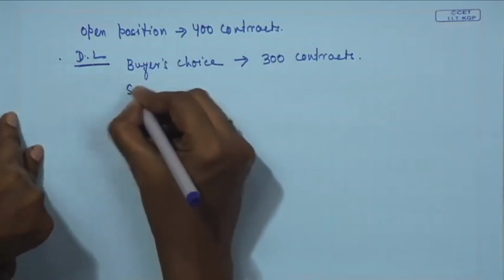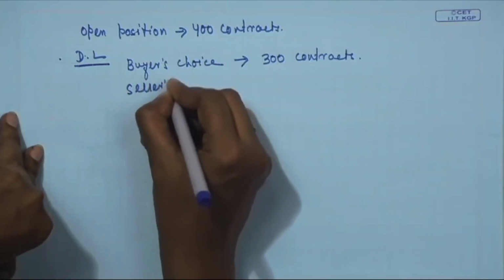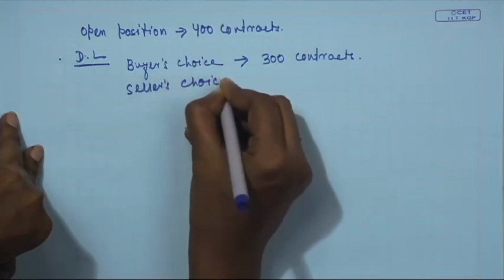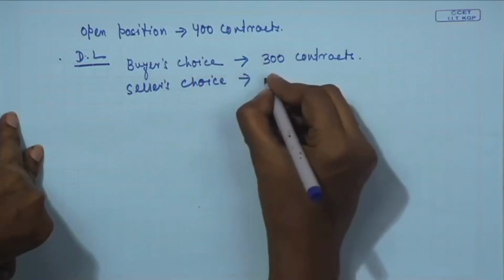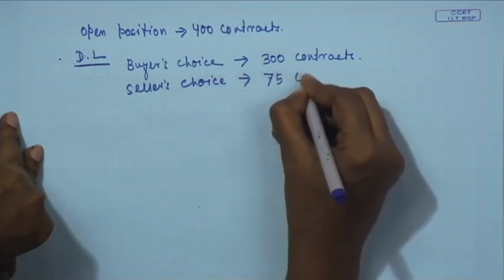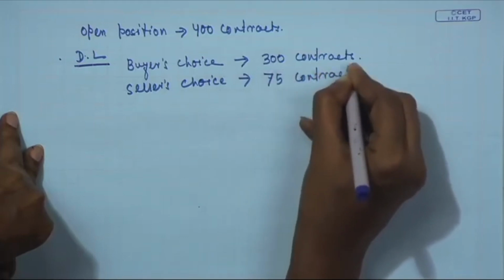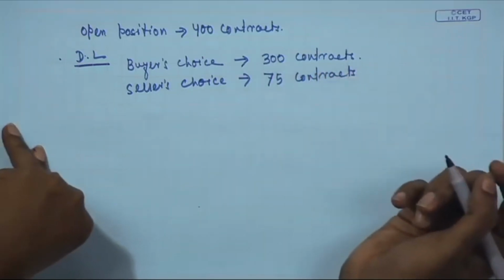If the delivery logic is seller's choice, suppose sellers indicate that they would like to deliver the underlying for only 75 contracts.